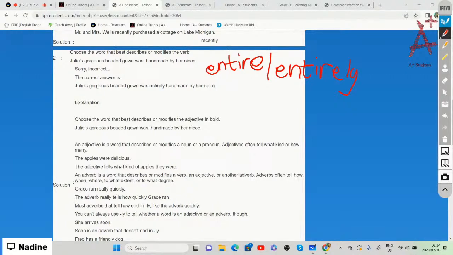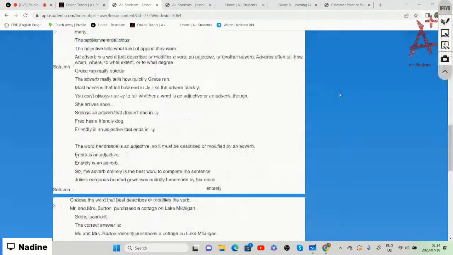So if we were to use the adverb, the word that describes or modifies the verb, then we will say entirely. And entirely is an adverb, whereas entire is an adjective.